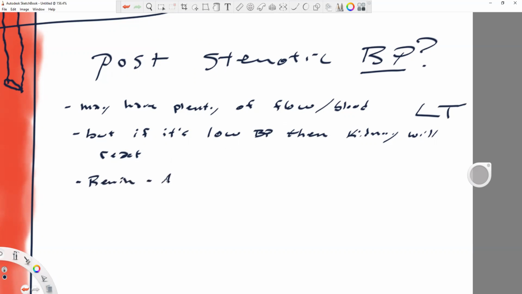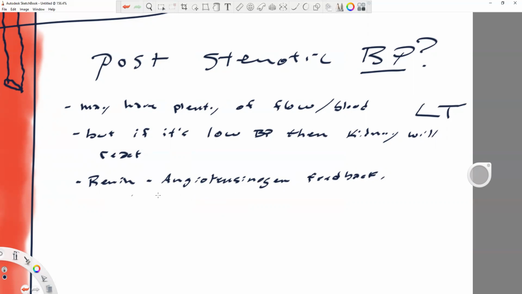That's the renin angiotensinogen cycle loop feedback. The renin angiotensinogen cycle feedback. That's the term I'm thinking of. That's okay.